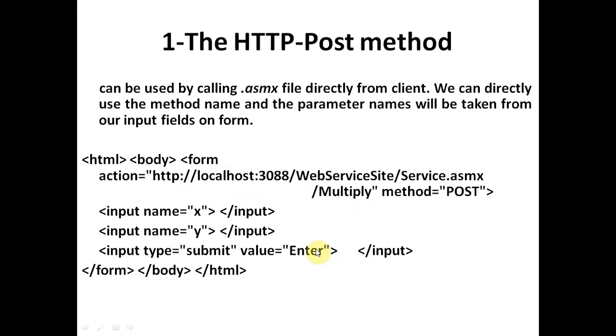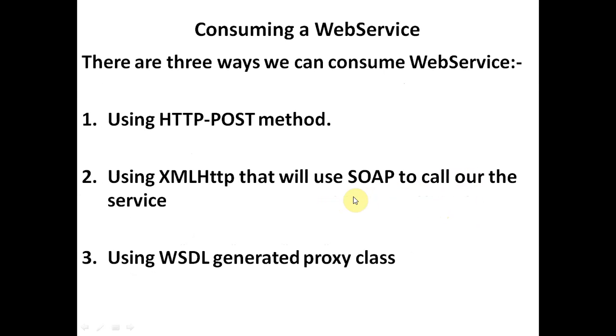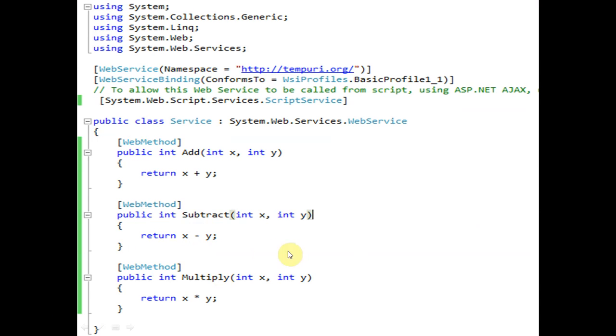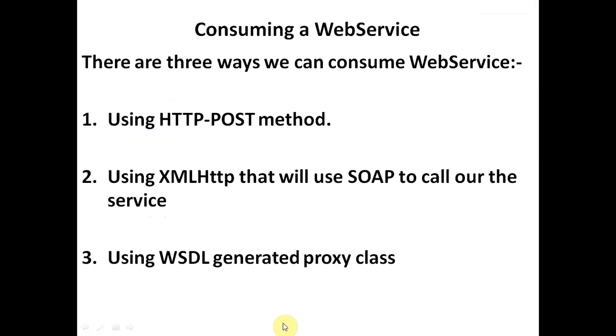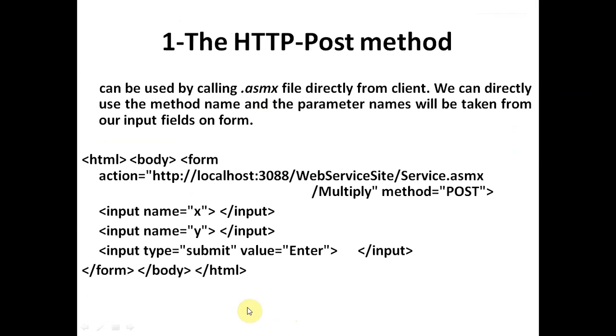As we click on this enter button, it will execute this web service file, and inside it the multiply function, and the method is post. We can write either get or post here. Post is more secure, so we have mentioned post. It will execute the multiply function under service.asmx, the multiply function in the web service. So it will execute this service.asmx file.